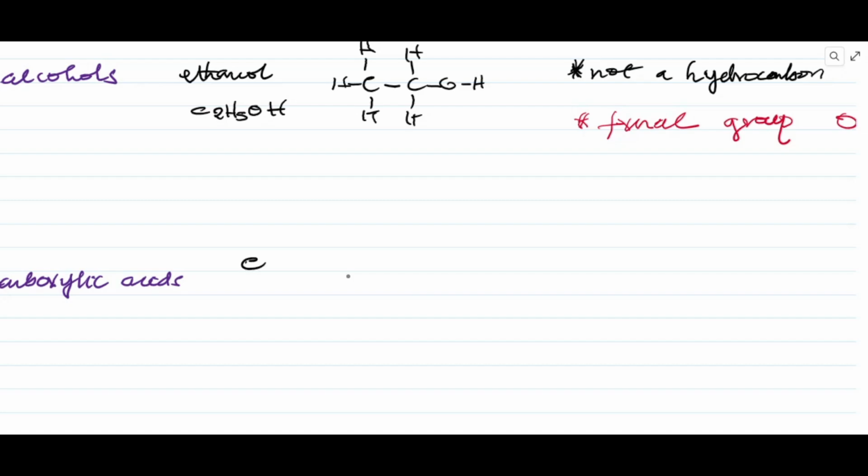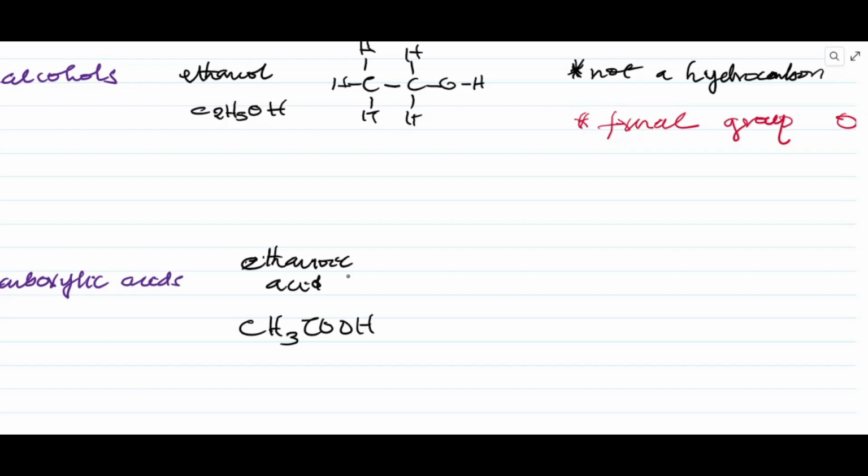Ethanoic acid. So ethanoic acid. And the molecular formula for ethanoic acid, if you remember, Eth means 2 carbon atoms, so it's going to be CH3, the first carbon atom, COOH, the second carbon atom.